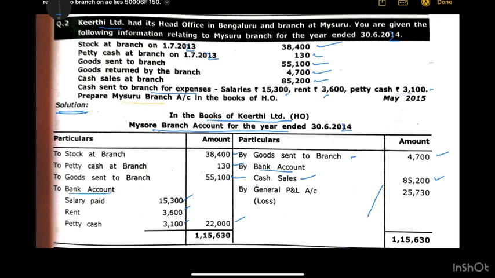Now we have to find the result of branch account, maybe profit or loss. But here we are getting the higher value on the debit side. The total is 1,15,630. The difference is 25,730. So this is a loss. That means the branch is incurring a loss. So the head office has to frame certain policies to minimize or overcome the loss.